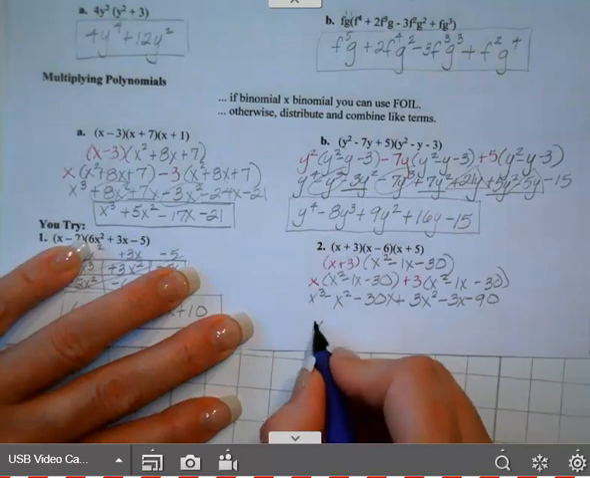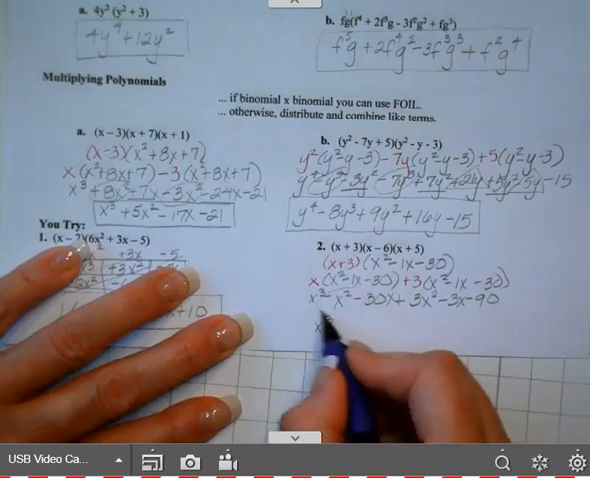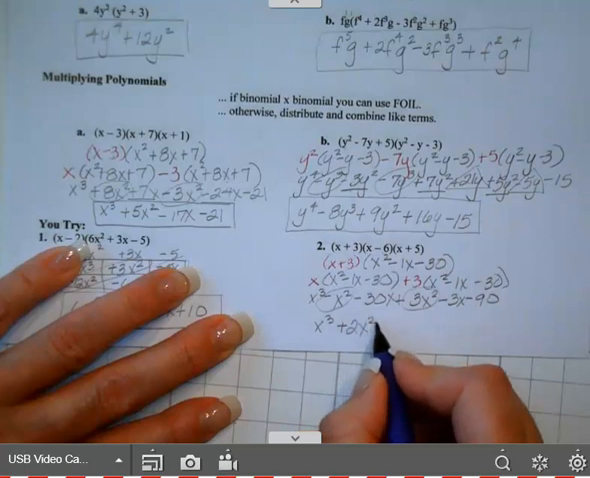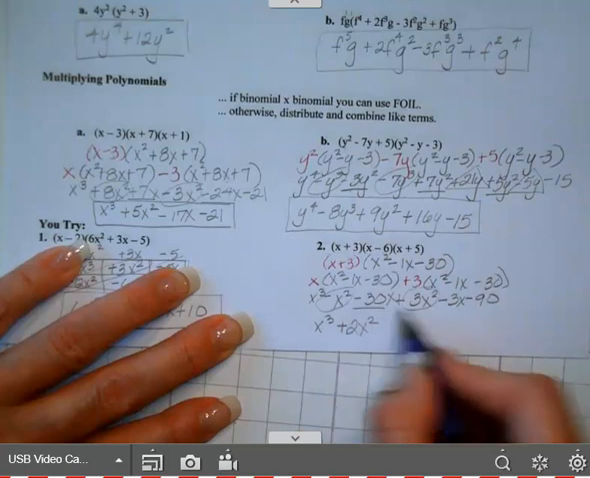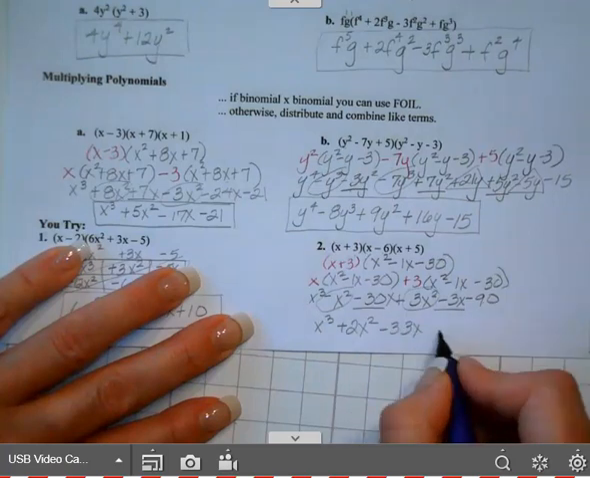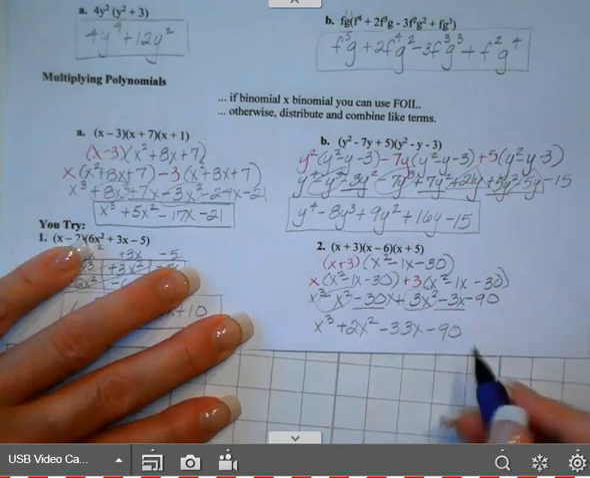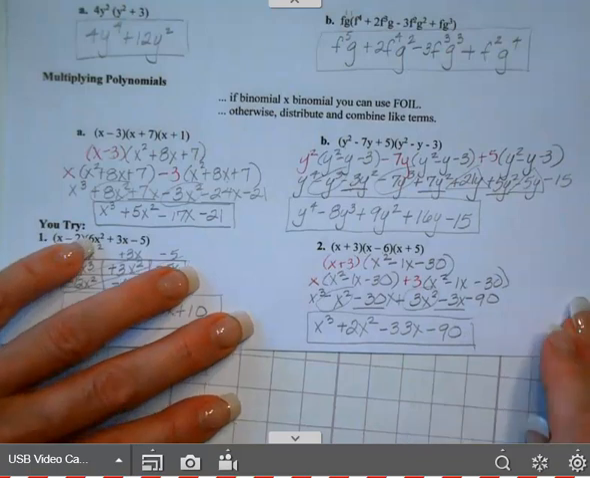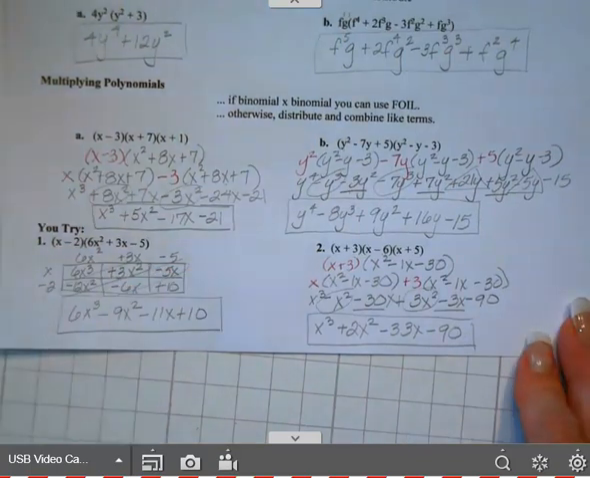There's only one term with x cubed. These two terms have an x squared, so that'll give you plus 2x squared. And then negative 30x and negative 3x give you negative 33x. And then I have one constant, the minus 90. And that completes our notes.